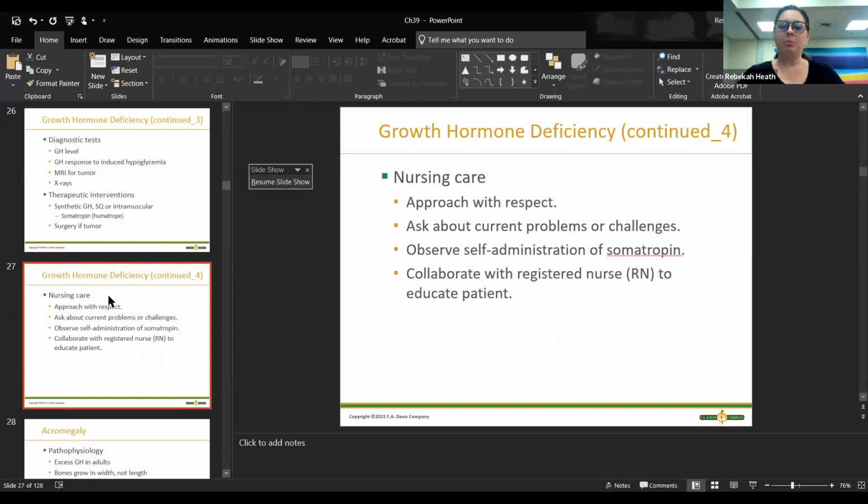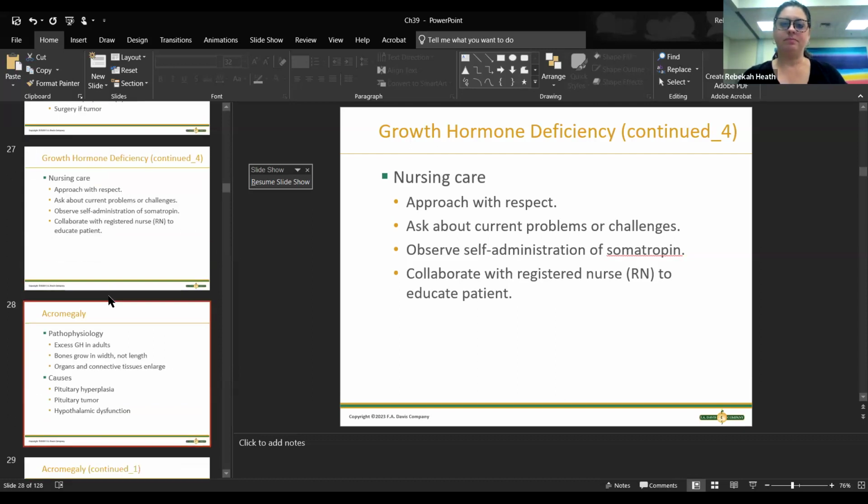Nursing care: approaching with respect. I think this is more targeted to children who have growth hormone deficiency and very short stature. This could be something that people would be sensitive about. I'm going to ask them what current problems or challenges they have. We want to say, okay, are you injecting yourself with growth hormone correctly? I want to make sure the patient's getting the correct education.